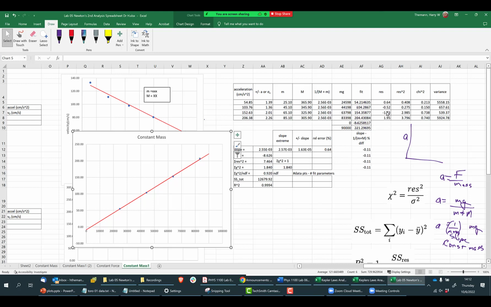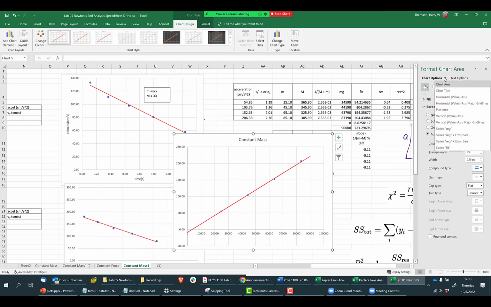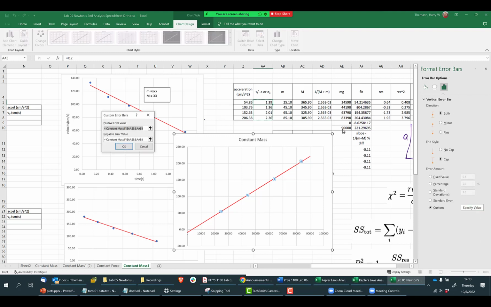Excuse me. And now we have the standard residuals, residuals squared. I have put the error bars on this. They're hard to see. And that is the plus or minus over here. And if I, yes, so I go over here and I want y error bars and specify the value, and there we go over here. They happen to be small.